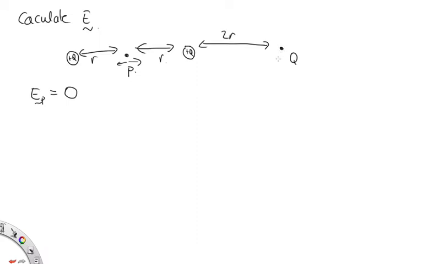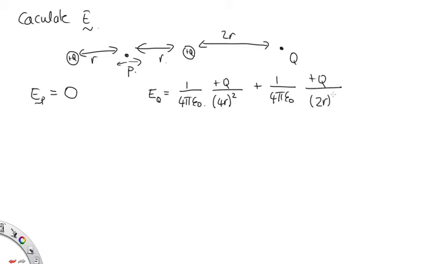Let's now consider a particle placed at Q. What we can do is work out the electric field due to this particle and then the electric field due to this particle and just add them together. So E at Q is equal to, due to this particle, 1 over 4 pi epsilon naught, and then we've got Q, which is the plus Q, over R squared. Now the distance in this case is 4R, so that's 4R all squared. And then what we need to do is add the contribution from this charge here. So this is 1 over 4 pi epsilon naught plus Q over 2R squared.